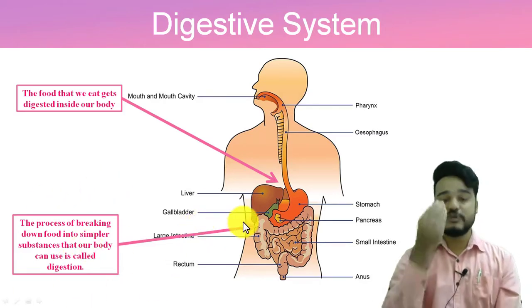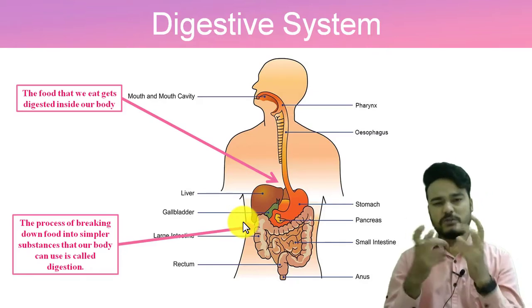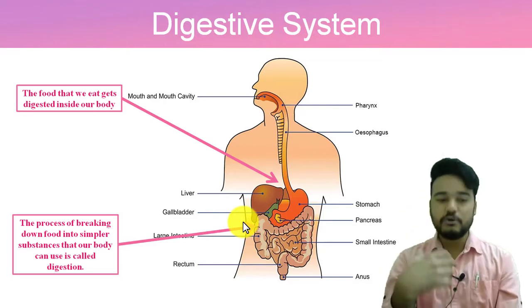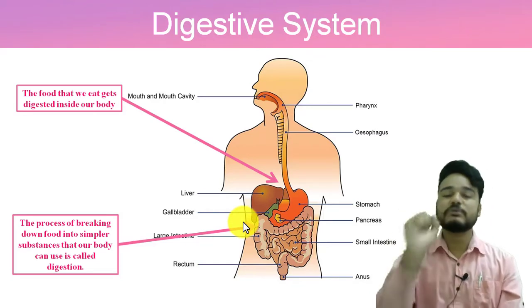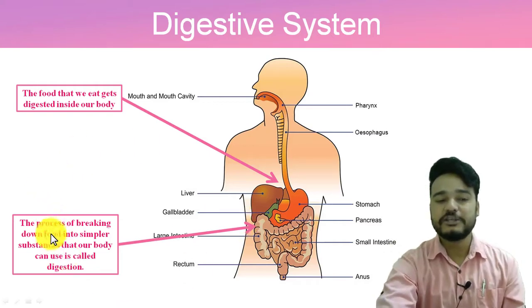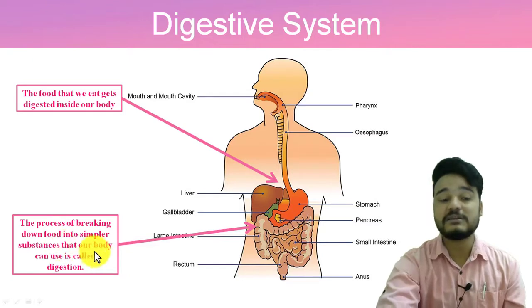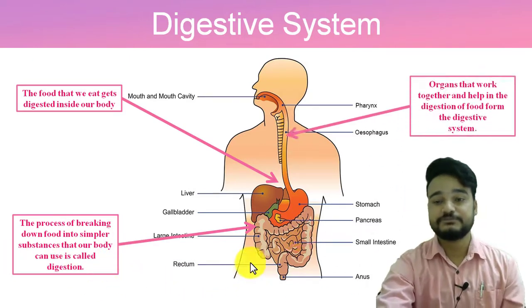The process of breaking down food, जो फूड है उसको ब्रेक किया जाता है छोटे छोटे पार्ट्स में. जो भी हम सपोज we have eaten chapati, that chapati will be again broken down into small small parts, and then उसमें से जो भी important material होगा that will be absorbed, जो भी substance उसमें मिलेगा that will be absorbed in our body. So the process of breaking down food into simpler substances that our body can use is called digestion.